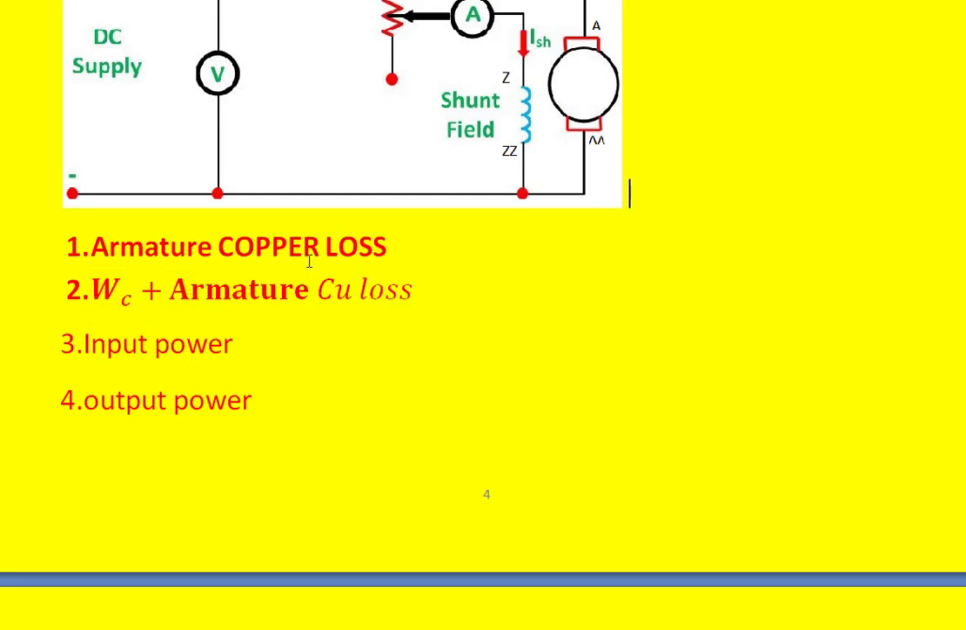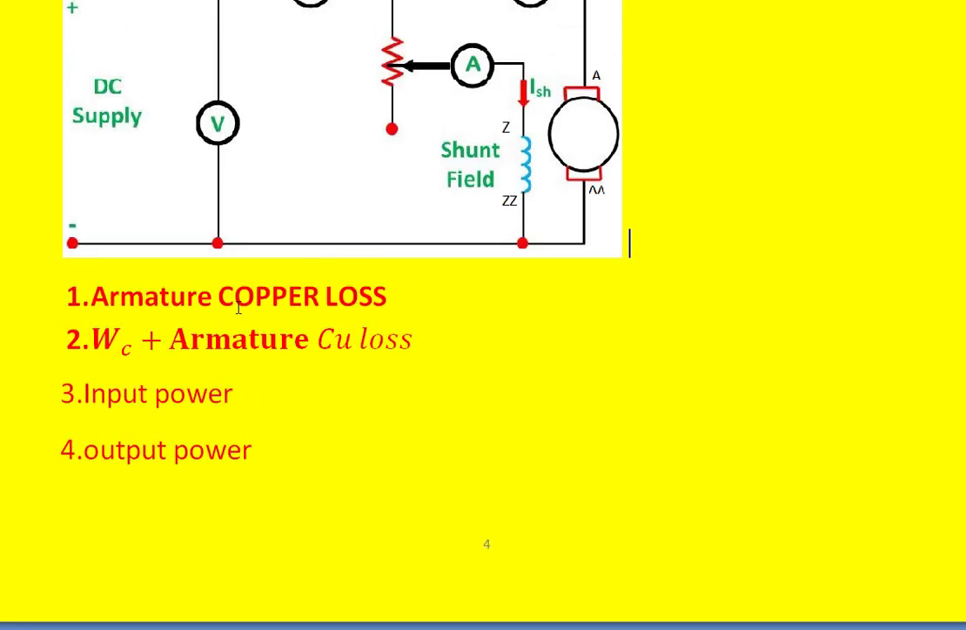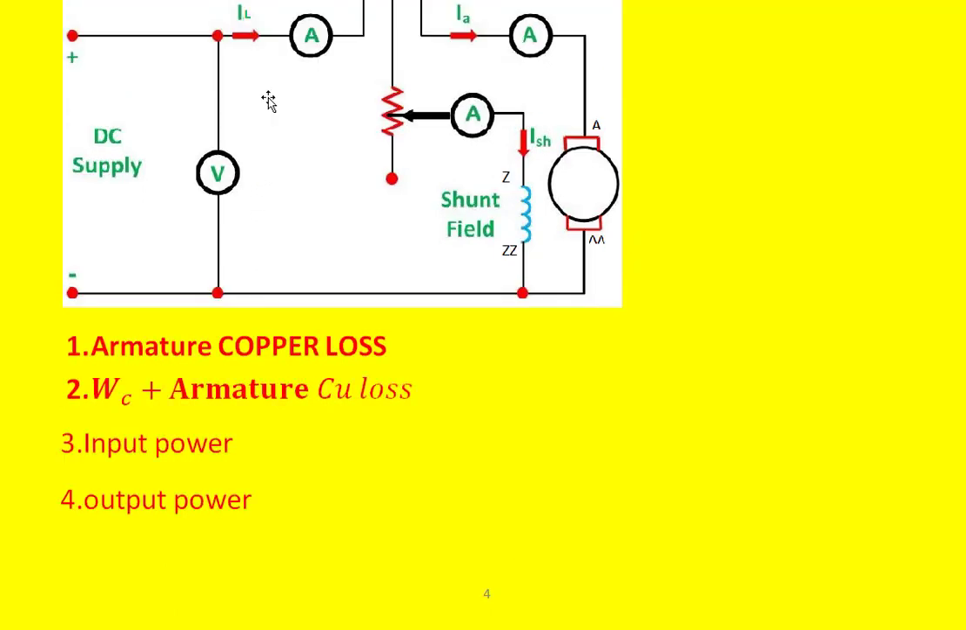Number one: under this new condition, we have to calculate the armature copper loss. Then we calculate the total loss, that is the constant loss, which is obtained with the help of the Swinburne test, plus the armature copper loss calculated just now under these new conditions. We know the total loss, and since this is a motor, we can calculate the input power. Input power is V into IL.